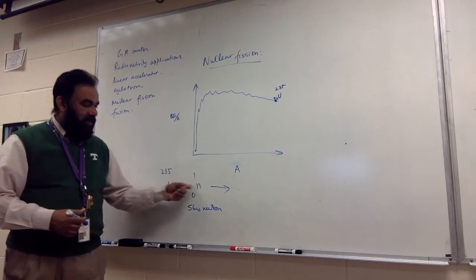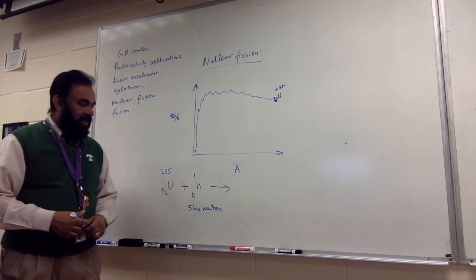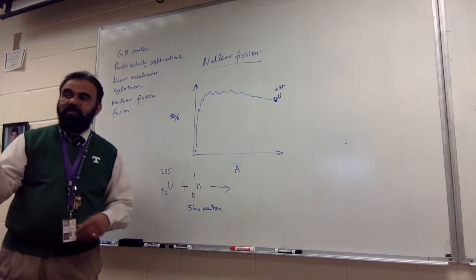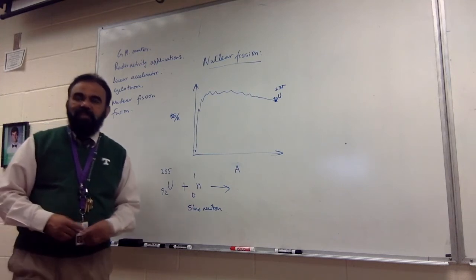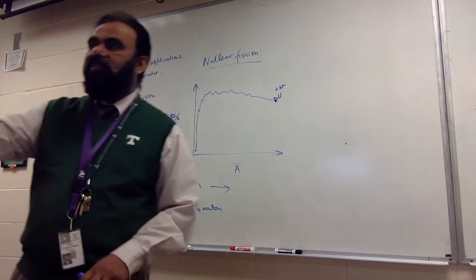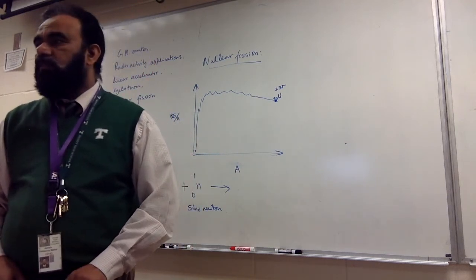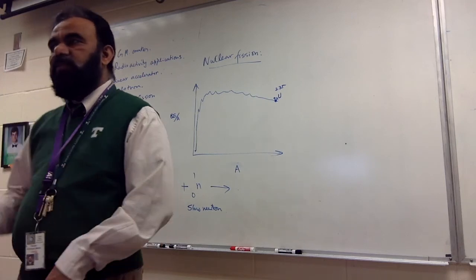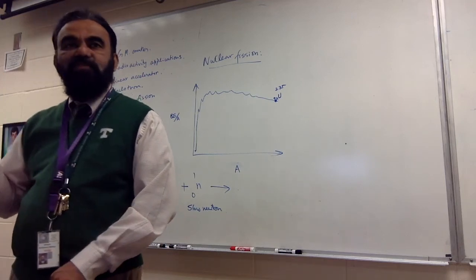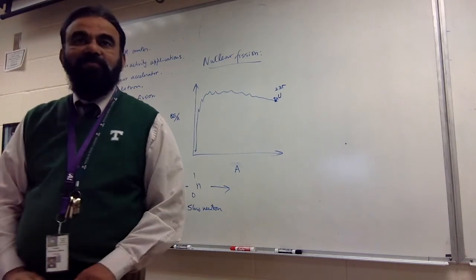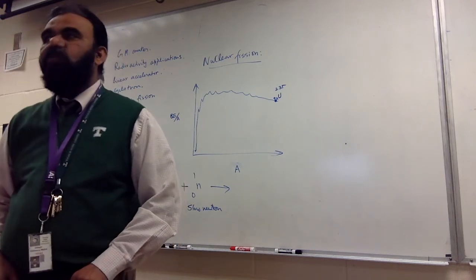A fast neutron just passes through without causing much damage. It's like this. If I send a very fast stone through that glass, that fast stone will just go through and create a tiny hole wherever it passed through. It won't shatter the glass.